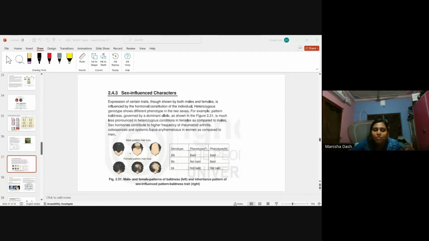So if you see, when it is a homozygous dominant condition, both the male and the female can go bald. But if it is a case of heterozygous, the male will go bald, but the female will not be bald. So the genotype that is dominant in the male becomes recessive in females. So this is influenced by the gender or the sex of the individual. That is what is called sex influenced character.